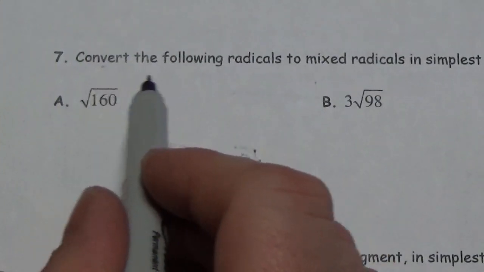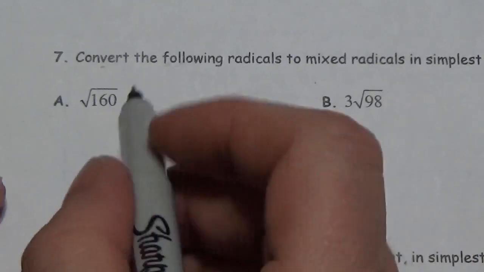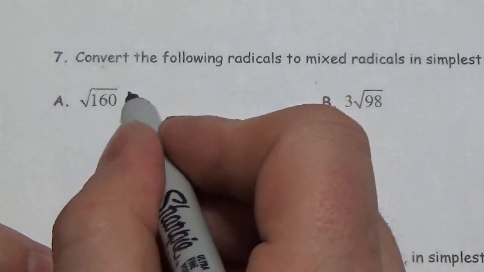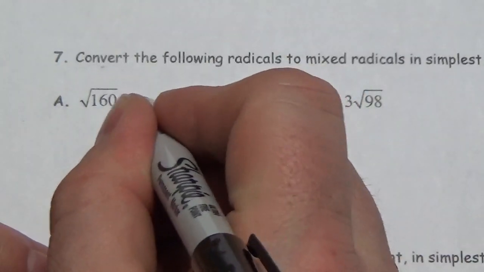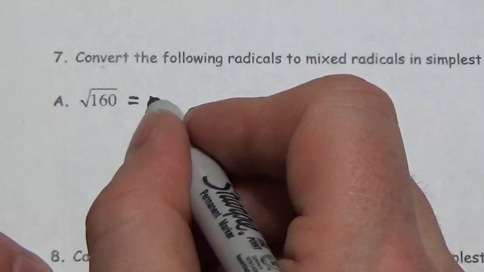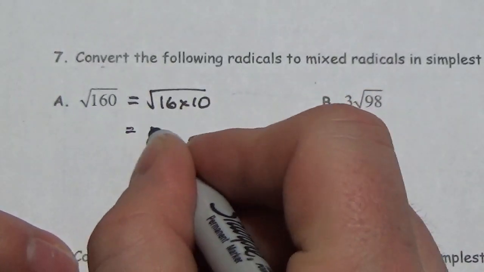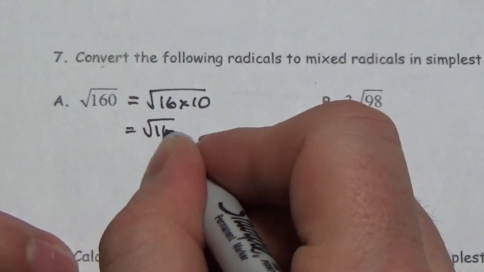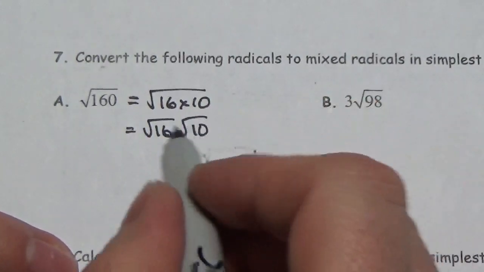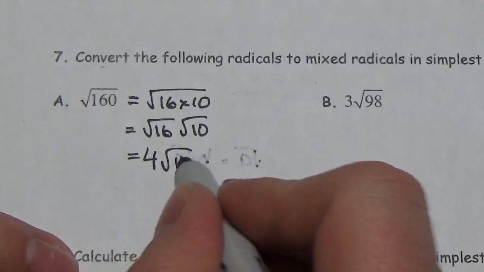All right, convert the following radicals to mixed radicals in simplest form. Okay, root 160. Well, I got to admit, when I see that, I'm seeing the 16 in the front here, so I am immediately seeing the square root of 16 times 10, and then I know that this is root 16 times the square root of 10, and that the square root of 16 is just 4.